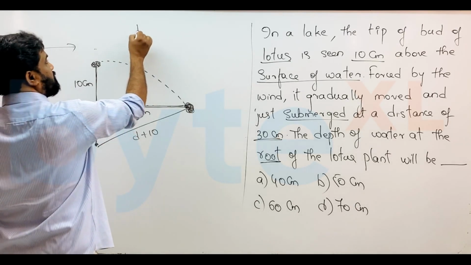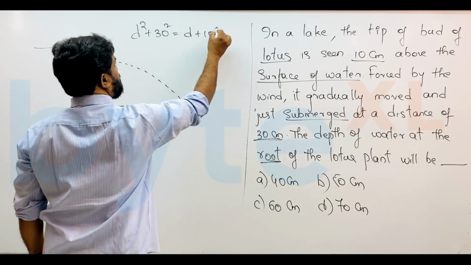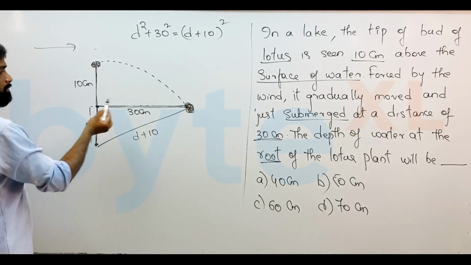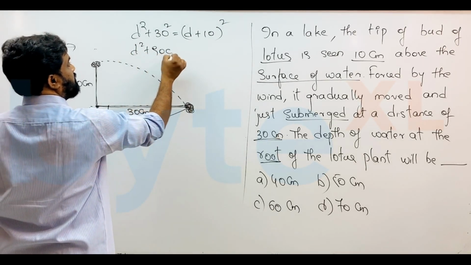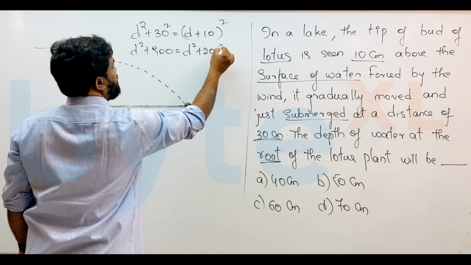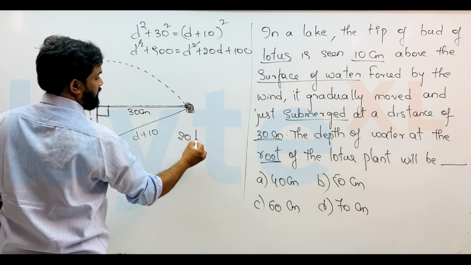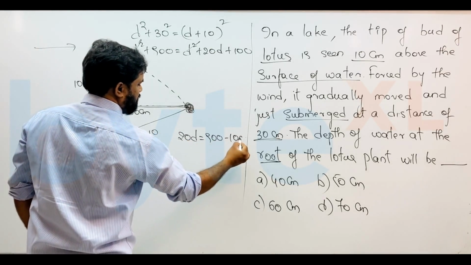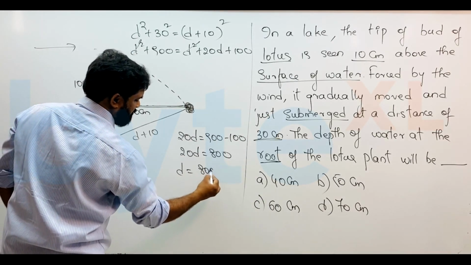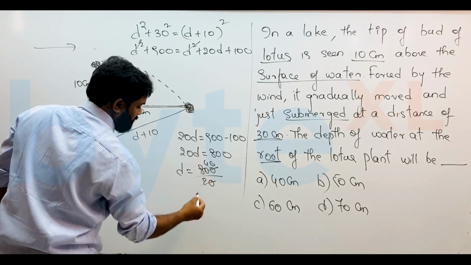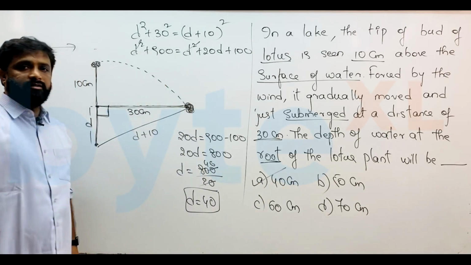Okay. So, applying Pythagoras, that is nothing but D square plus 30 square is equal to D plus 10 whole square. Height square plus base square is equal to hypotenuse square. So, D square plus 900 is equal to D square plus 20D plus 100. So, D square gets cancelled. So, 20D is equal to 900 minus 100. So, 20D is equal to 800. So, D is equal to 800 by 20, that gives 40. So, option A is the correct answer for this question.